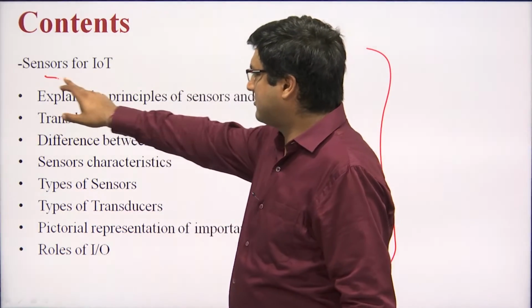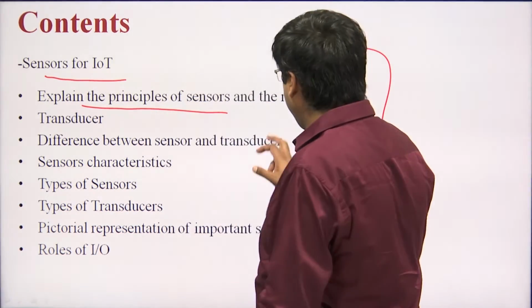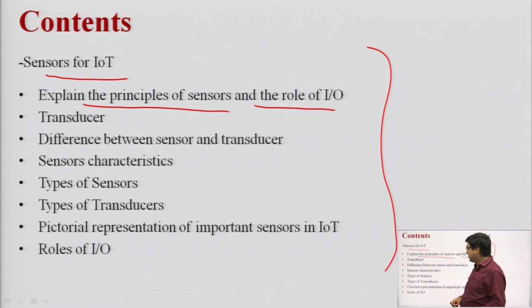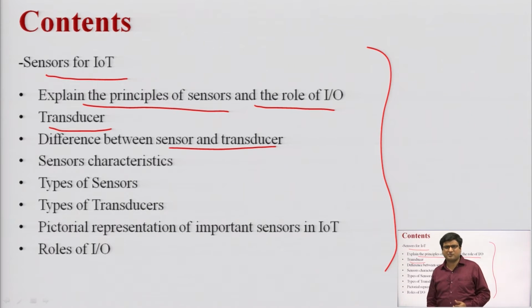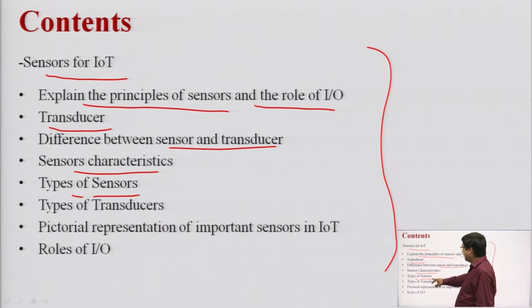Under sensors for IoT, we will explain the principles of sensors. After that, we will discuss the role of input output devices used in our IoT based system. Then we will discuss the transducer, what a transducer is, and differentiate between a sensor and a transducer, because most students are confused about the difference between them. In definition they are common. We will study sensor characteristics, the various types of sensors that can be used in our IoT based system, and the types of transducers.